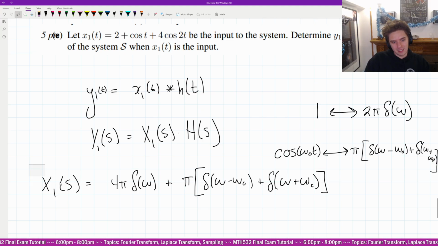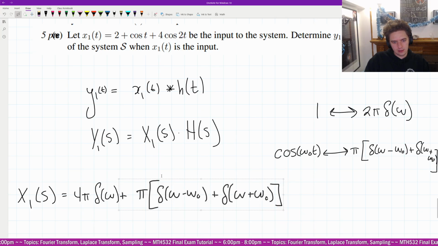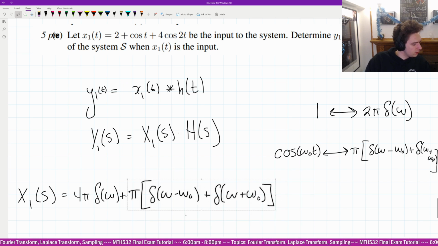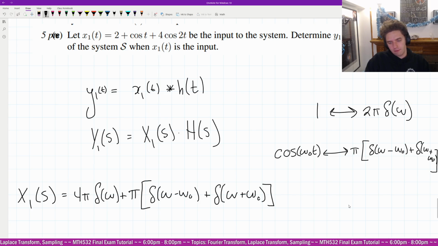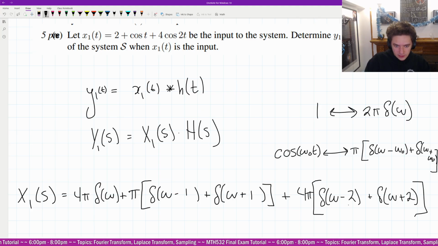I need more space. Then we have a plus, so it's going to be 4 pi delta omega, because there's a 4 here. Oh, sorry, but omega naught is 1, so I can just put a 1 here. And then the omega naught is 2 here, so it's going to be minus 2 plus delta omega plus 2. So that's our X of omega. That is our Fourier transform.